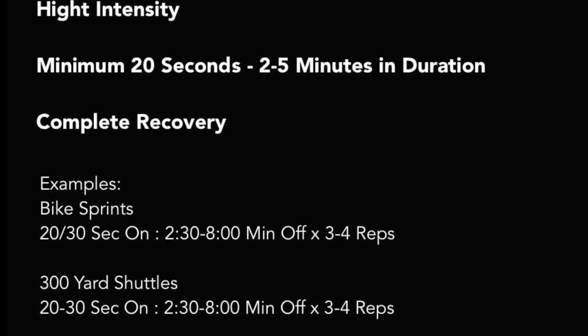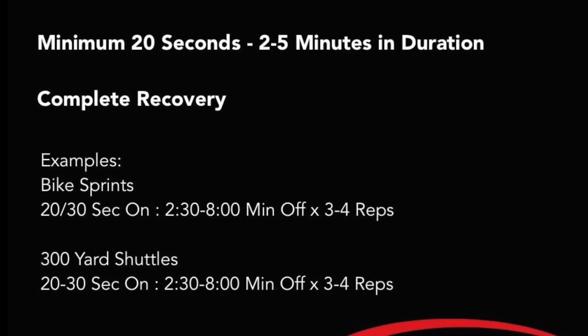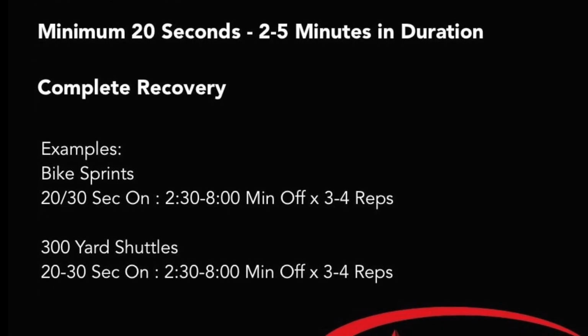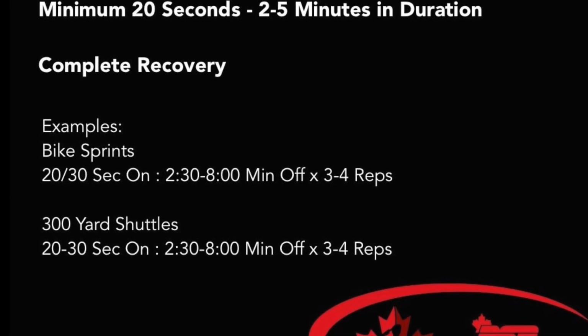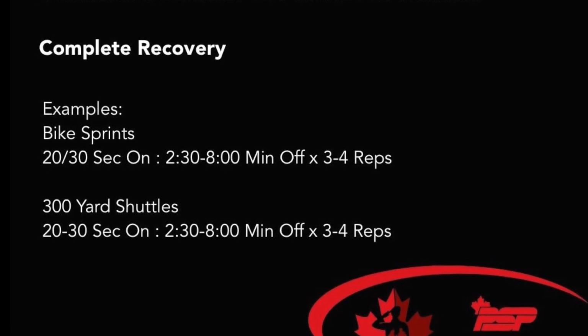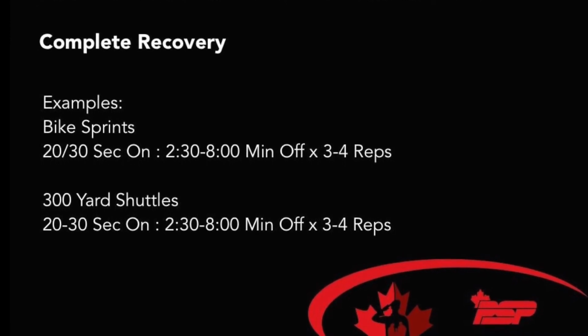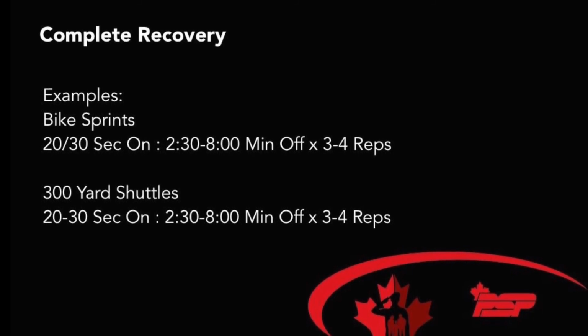Examples could be bike sprints lasting for 20 to 30 seconds to a ratio of 2.5 to 8 minutes off for 3 to 4 repetitions. Another example would be performing 300-yard shuttles for 20 to 30 seconds of work in a ratio of 2.5 minutes to 8 minutes of rest for 3 to 4 repetitions.